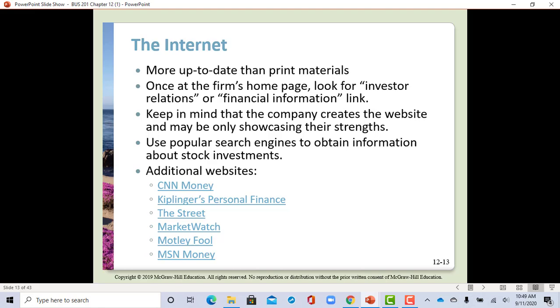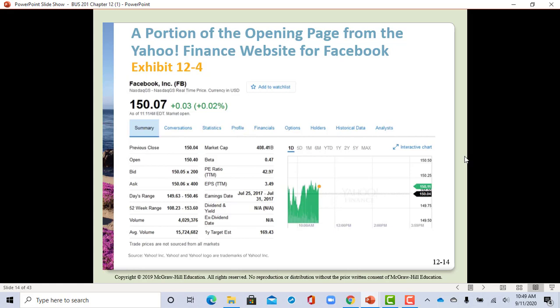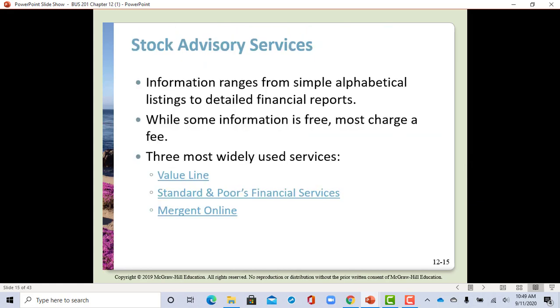Check out corporate websites or financial websites for up-to-date information. Here's a Yahoo Finance website. This is a great website that I personally go to. Professional advisory services can also help gather information about a stock. Newspapers can provide basic information as well.